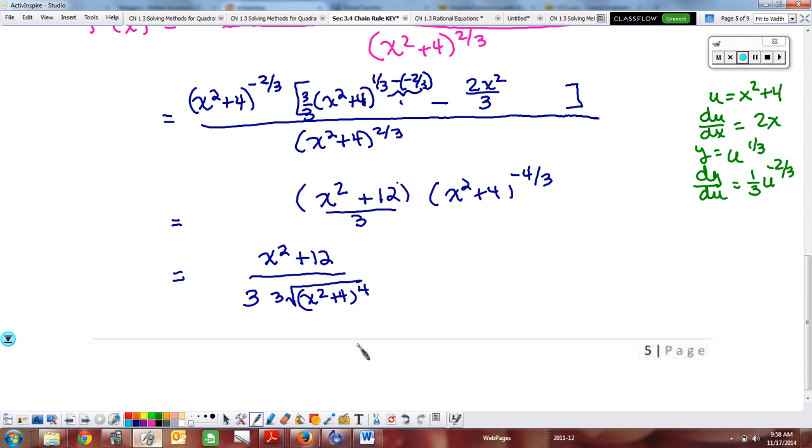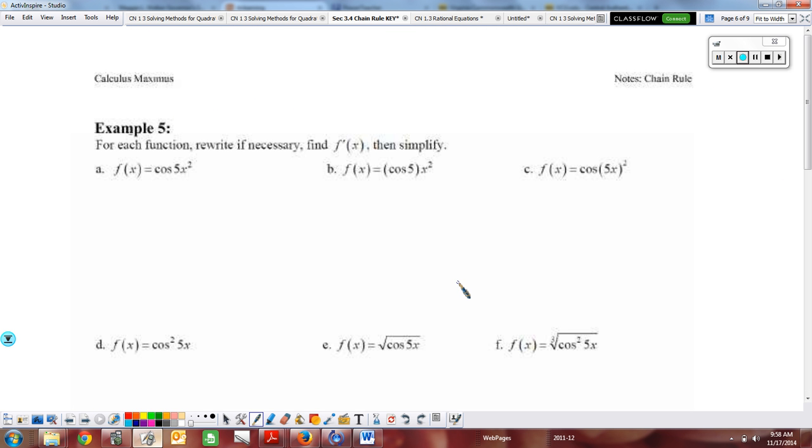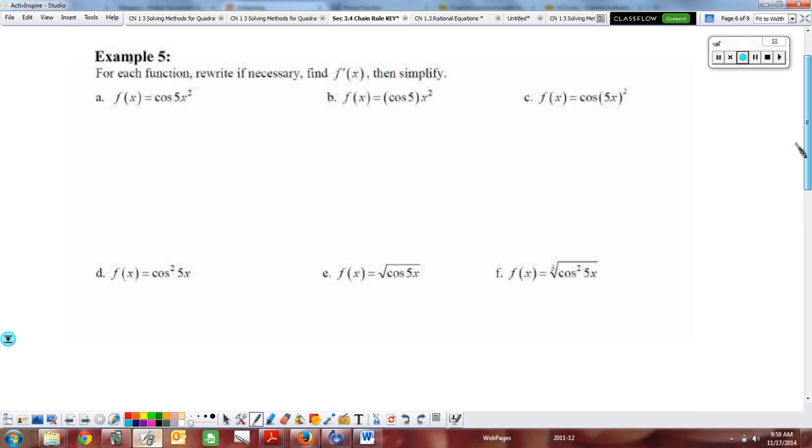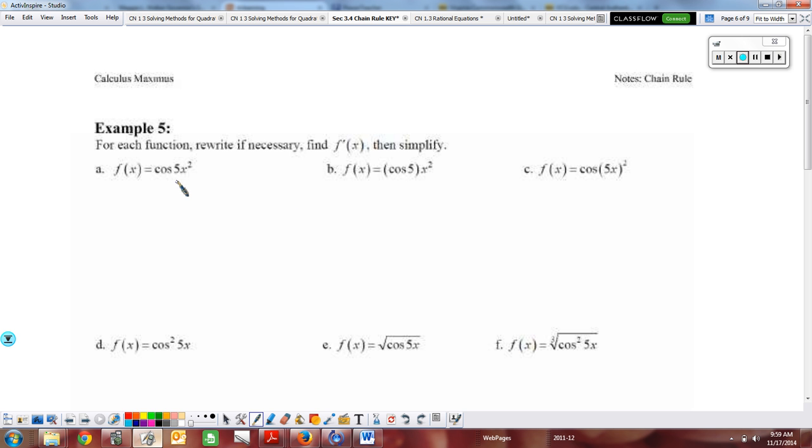All right, let's do example 5, and then we'll finish out this set of notes. So example 5, just some chain rule practice with trig functions. And notice this one's playing on the cosine. Make sure you pay attention that you know what's the inside function for each of these. That this is kind of understood here.